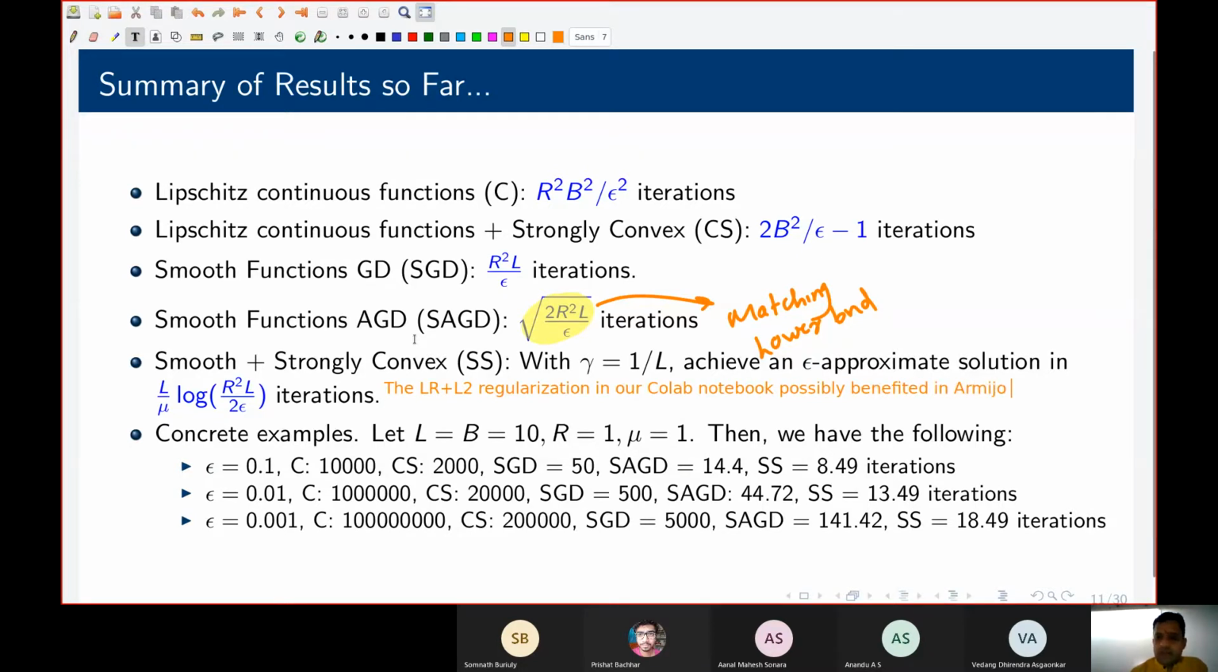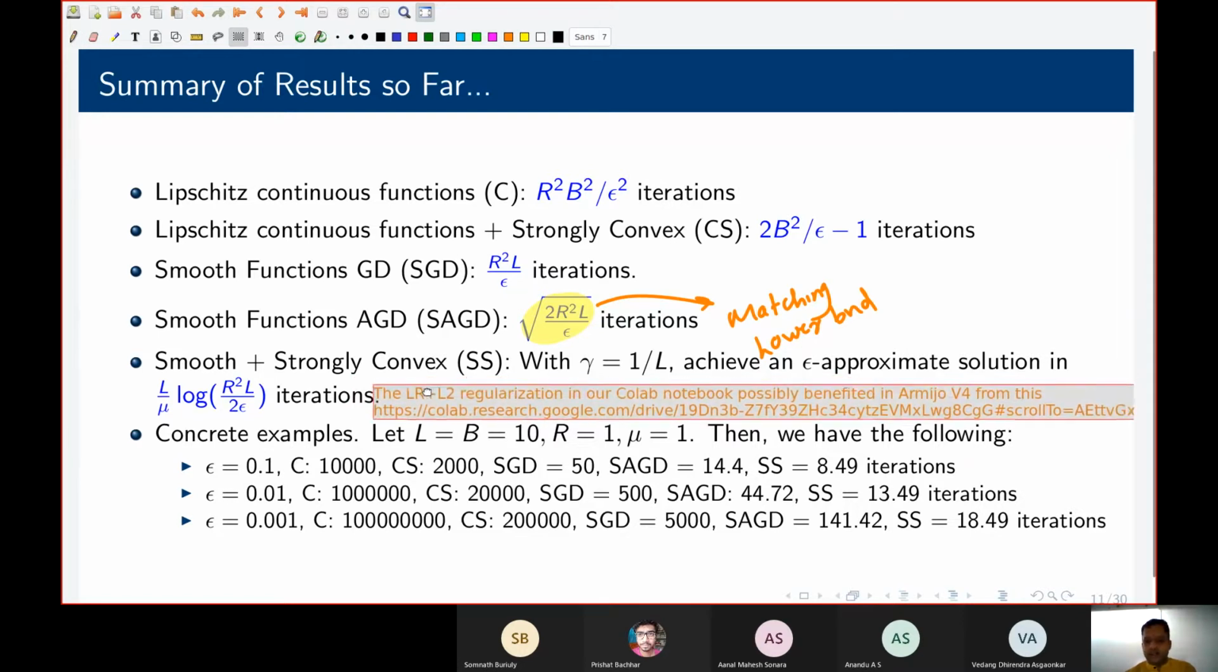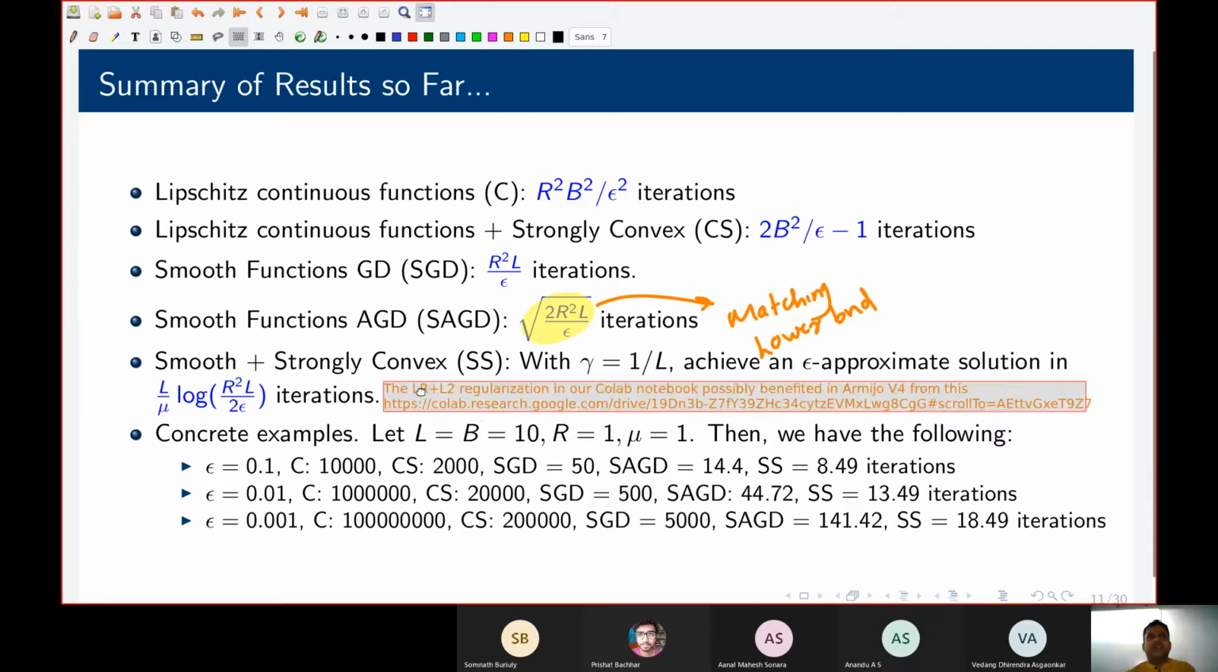So this could be the reason why Arnio V4 from this, right? He just said, okay, come up with a better step size. You don't need acceleration because you already have smoothness and strong convexity. So it didn't necessarily benefit so much from all the hard work we did for smooth functions without strong convexity. In multiple ways you could explain.